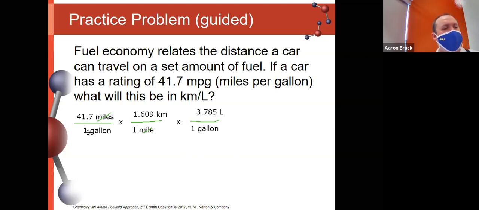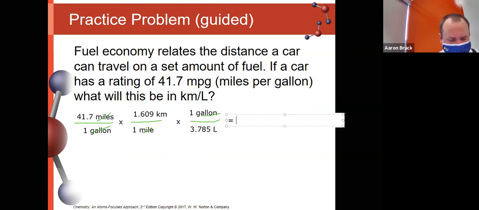So when you have a unit here in the denominator like this, what you want to do is make sure that it's in the numerator of your conversion factor so that it ultimately cancels out. Now we've got what we need. We can do the last step. Last step is to do all the numbers.